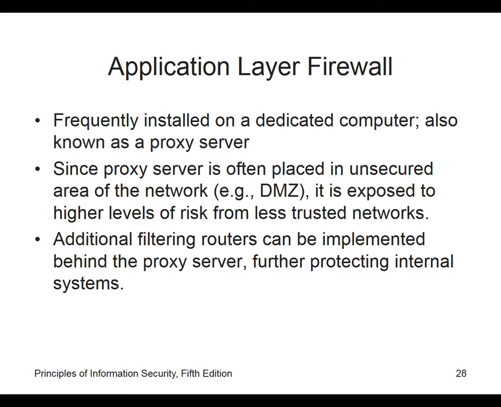Okay. So it says, in addition, filtering routers can be implemented behind proxies to do other stuff like that. And even when I worked at Tink, it was funny because I had all these proxy servers. And what you do is you configure your web browser to use a different port. So port 80, which is the web browsing port, was blocked. So then what you do is you configure your machine to go on 8080 or 8081 or 8082.